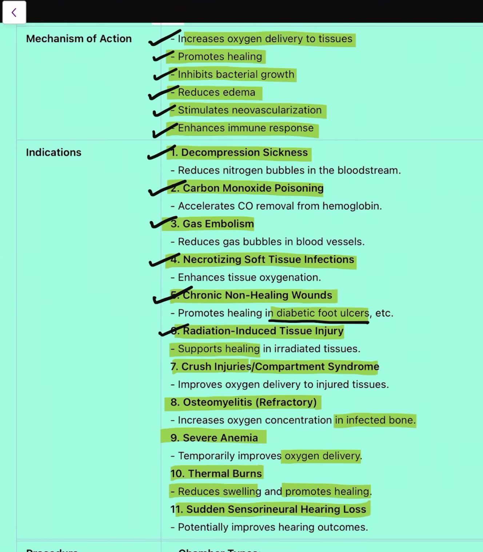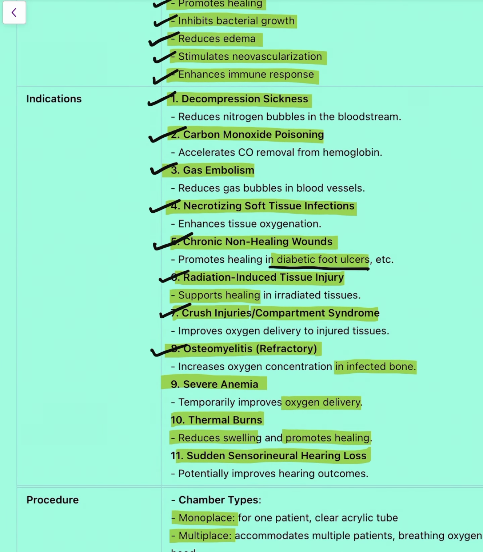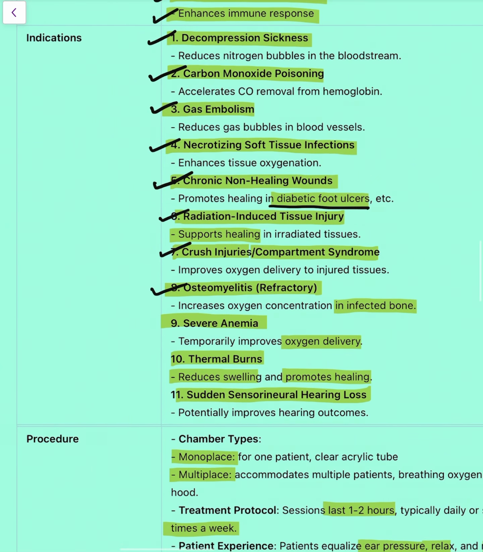Radiation injury induced tissue injury. Crush injuries, compartment syndrome we can use. Osteomyelitis that is refractory to antibiotic treatment. Severe anemia, as it temporarily improves the oxygen delivery. Thermal burns, and also sudden sensorineural hearing loss.